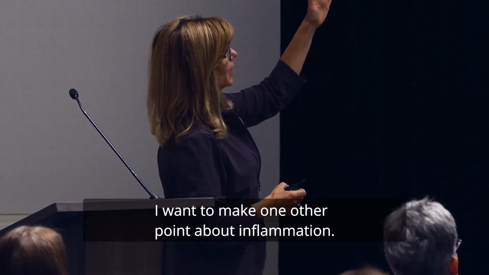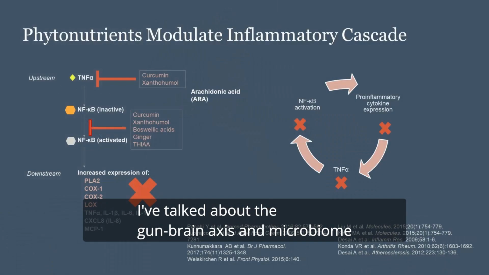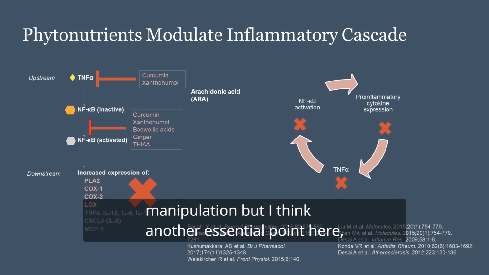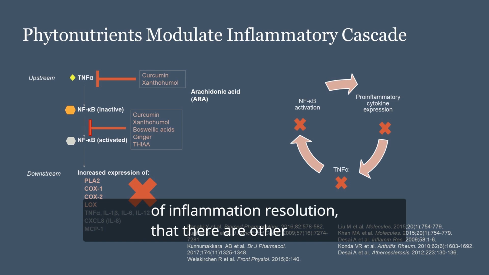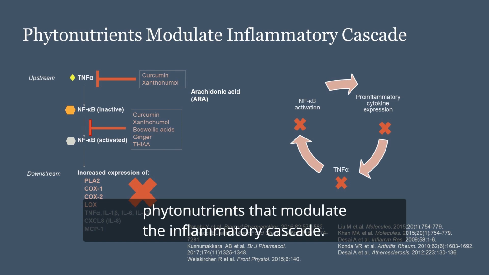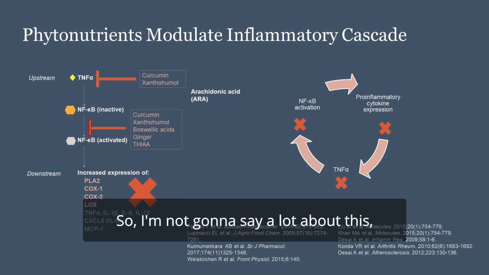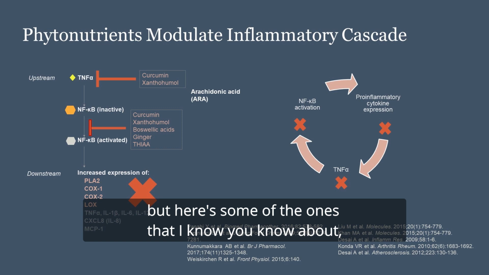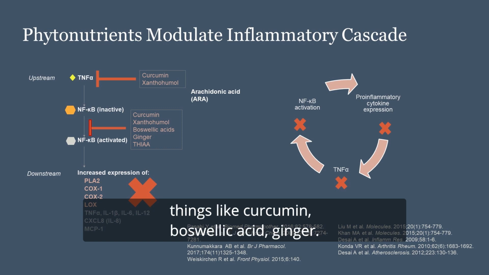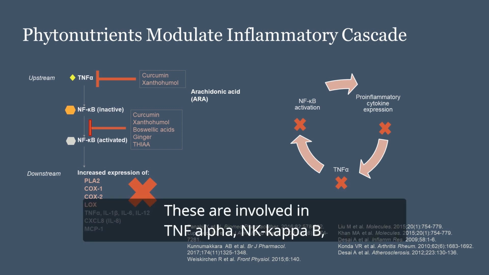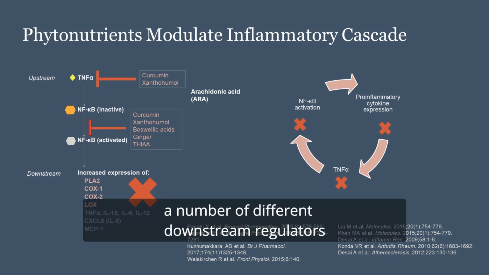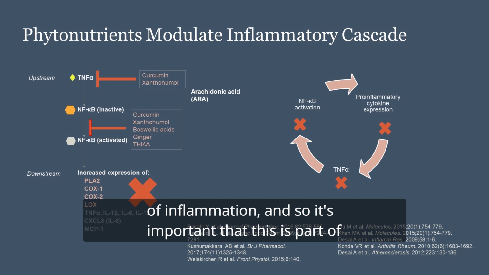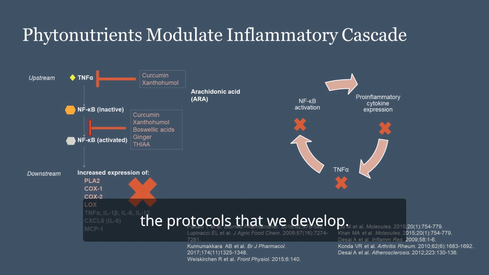I want to make one other point about inflammation. I've talked about the gut-brain axis and microbiome manipulation, but another essential point, especially for patients who have deficits of inflammation resolution, is that there are other phytonutrients that modulate the inflammatory cascade. I'm not going to say a lot about this, but here are some that I know you know about: curcumin, boswellic acid, ginger. These are involved in TNF-alpha, NF-kappa B, a number of different downstream regulators of inflammation. And so it's important that this is part of the protocols that we develop.